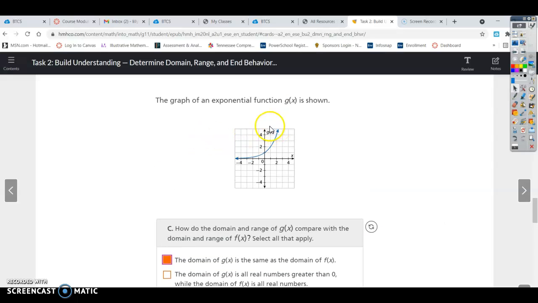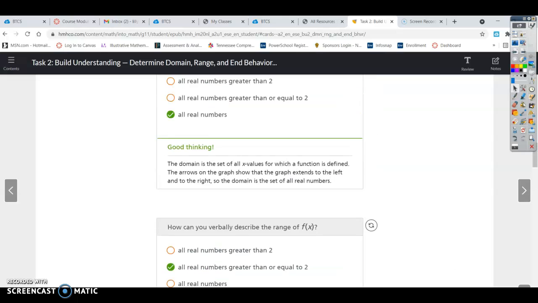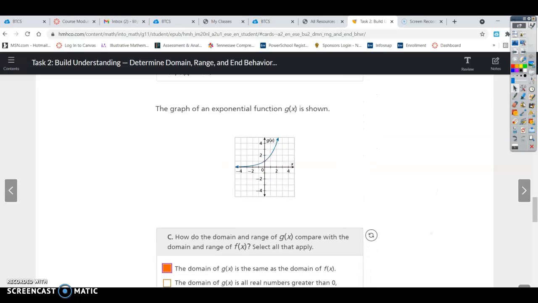All right, what about the range? The range is your y values, remember. So this would be everything above 0. And if you look back at f of x, it was everything above 2. So that's how the ranges are different.